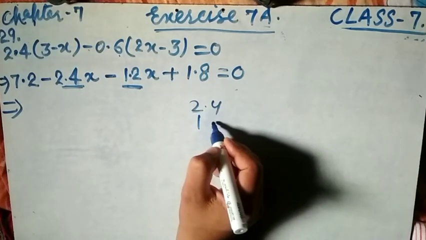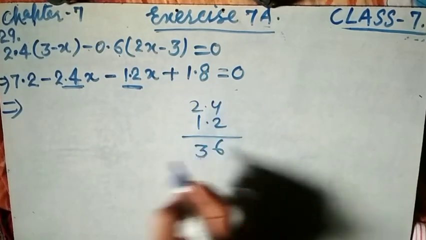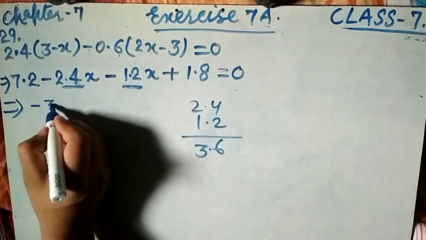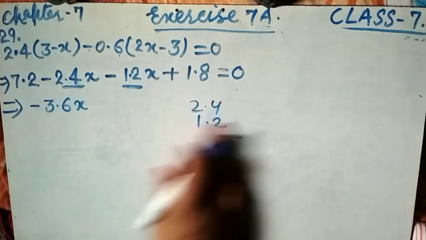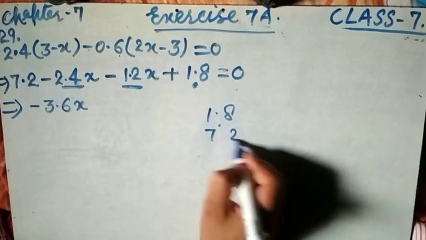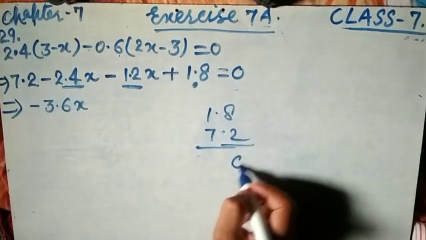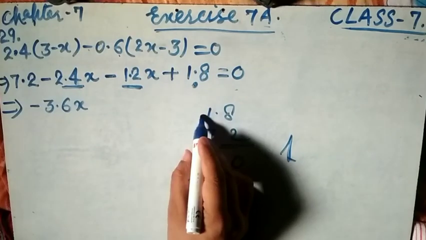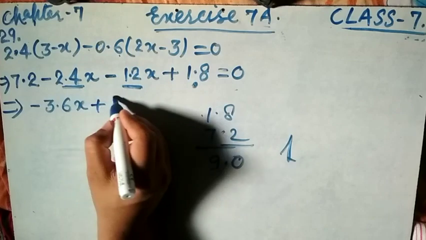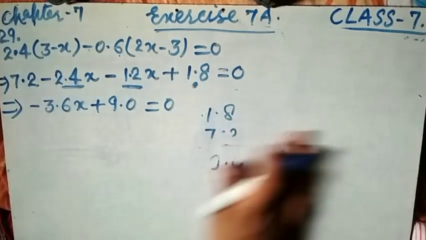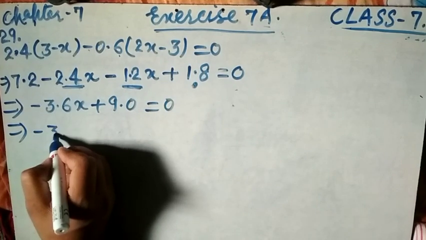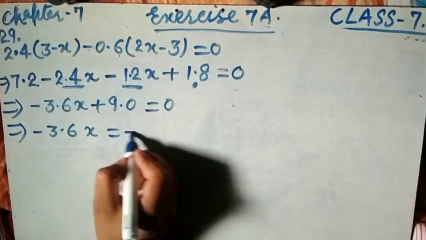2.4 times 1.2, here 6 times 3 means 0.3, but both have negative signs, so we place the negative sign. Now add the terms without x: 1.8 plus 7.2, that is 9.0, so the plus sign. 9.0 is equal to 0, so 9.0 means only 9. So this is minus 3.6x equal to minus 9.